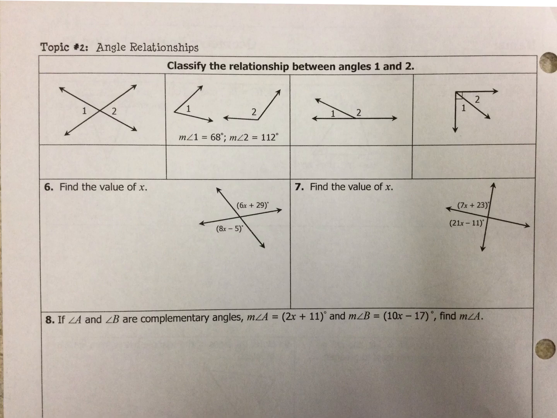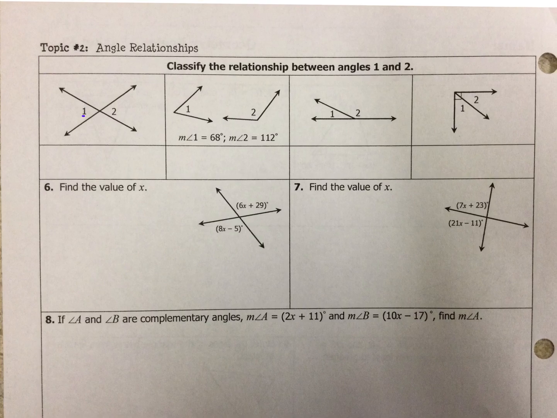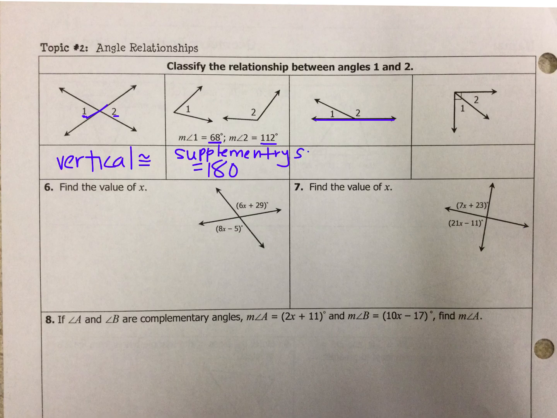All right, we're going to do a quick review. When I have angles that are across from each other like this, that make this X shape, we call those vertical angles, and we remember that they're always congruent. When I have two angles, 112 plus 68, that equal 180, we call those supplementary angles, and they equal 180. So these guys, they're on a straight line. That's 180, so these are supplementary.